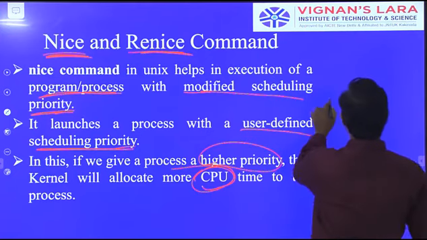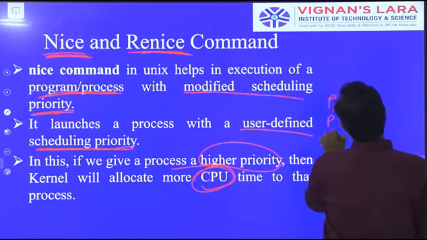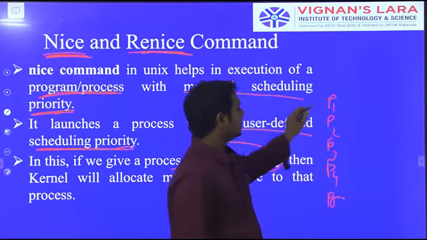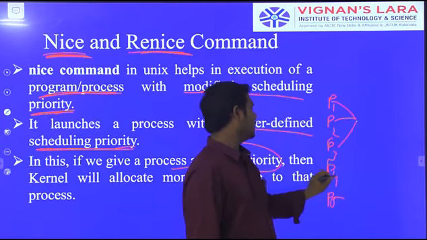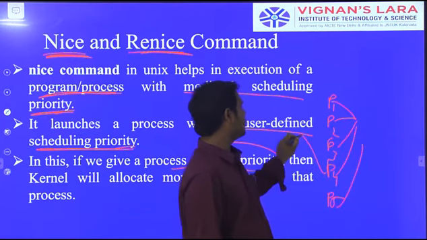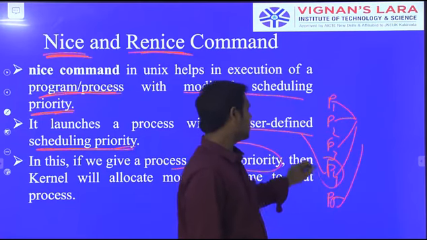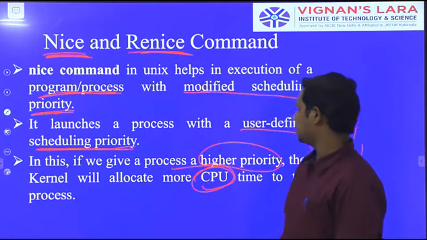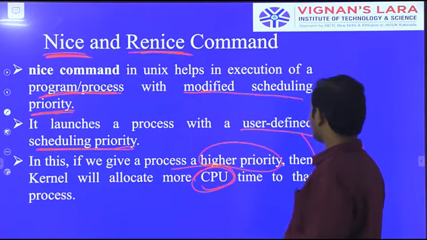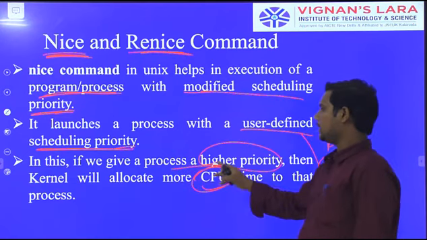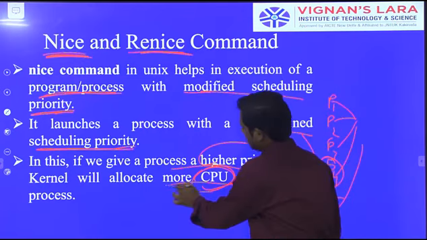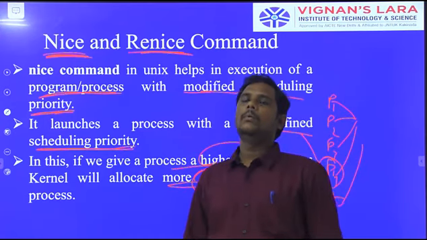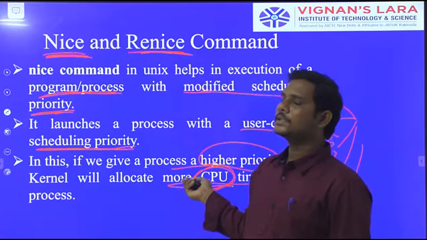Suppose we have n number of processes: P1, P2, P3, P4, P5. In these processes, suppose P4 is the highest priority. It will occupy more CPU time. Whatever the highest priority process is, that process is allocated more CPU time and executes for more time. So this is called the nice command.